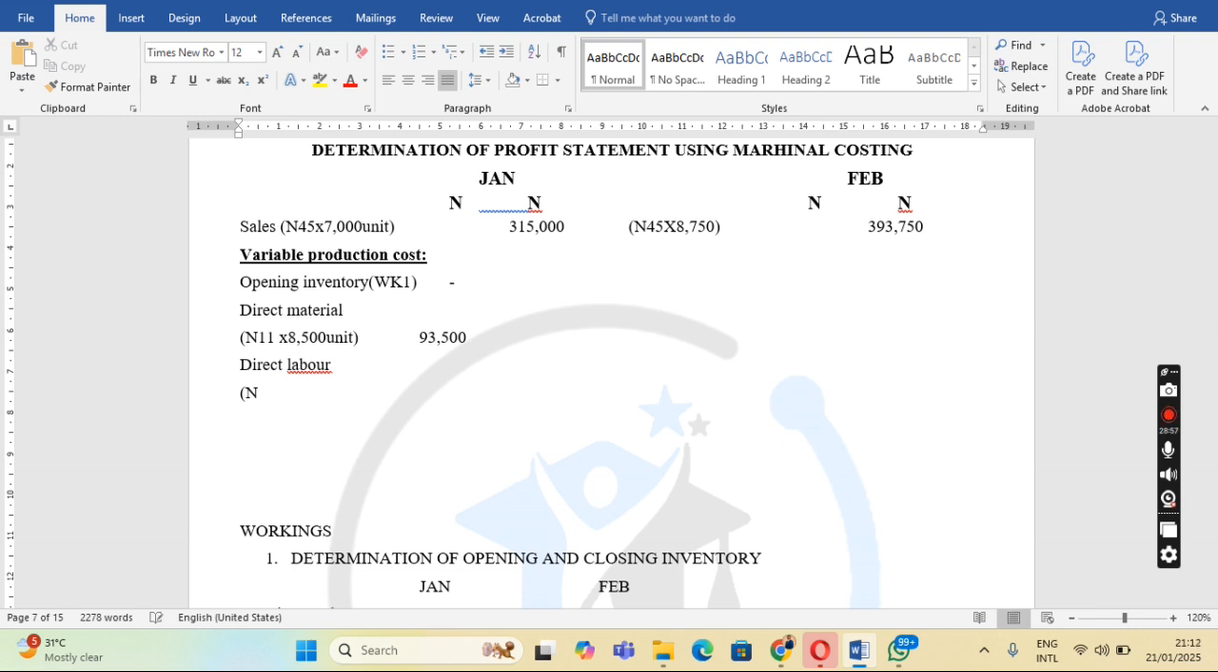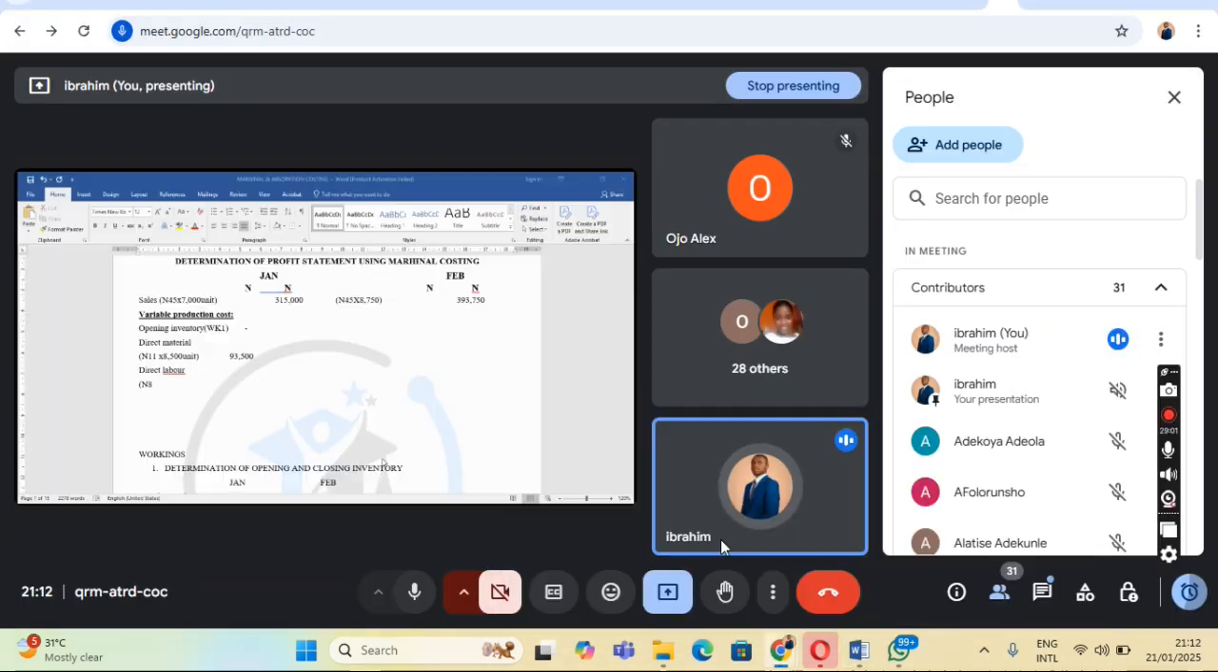8 naira. Please, immediately after this class, get your material, because this will make work easy. I don't want to be scrolling up and down, showing you this is the figure.